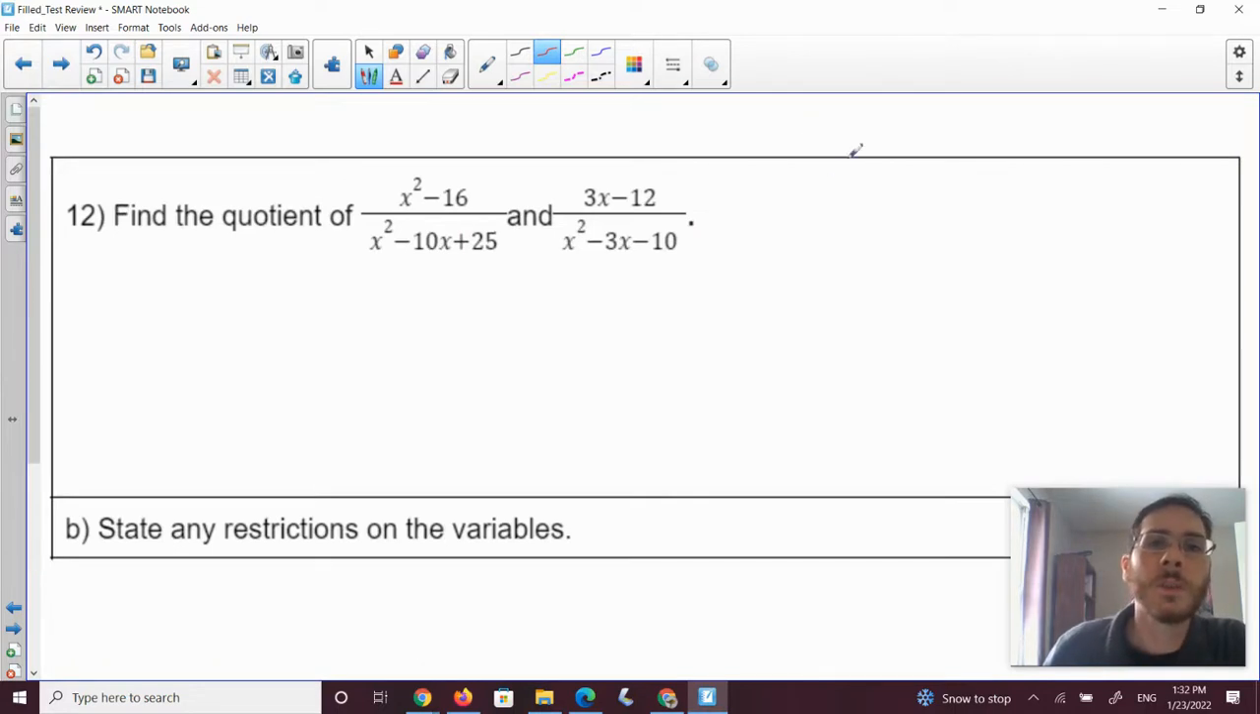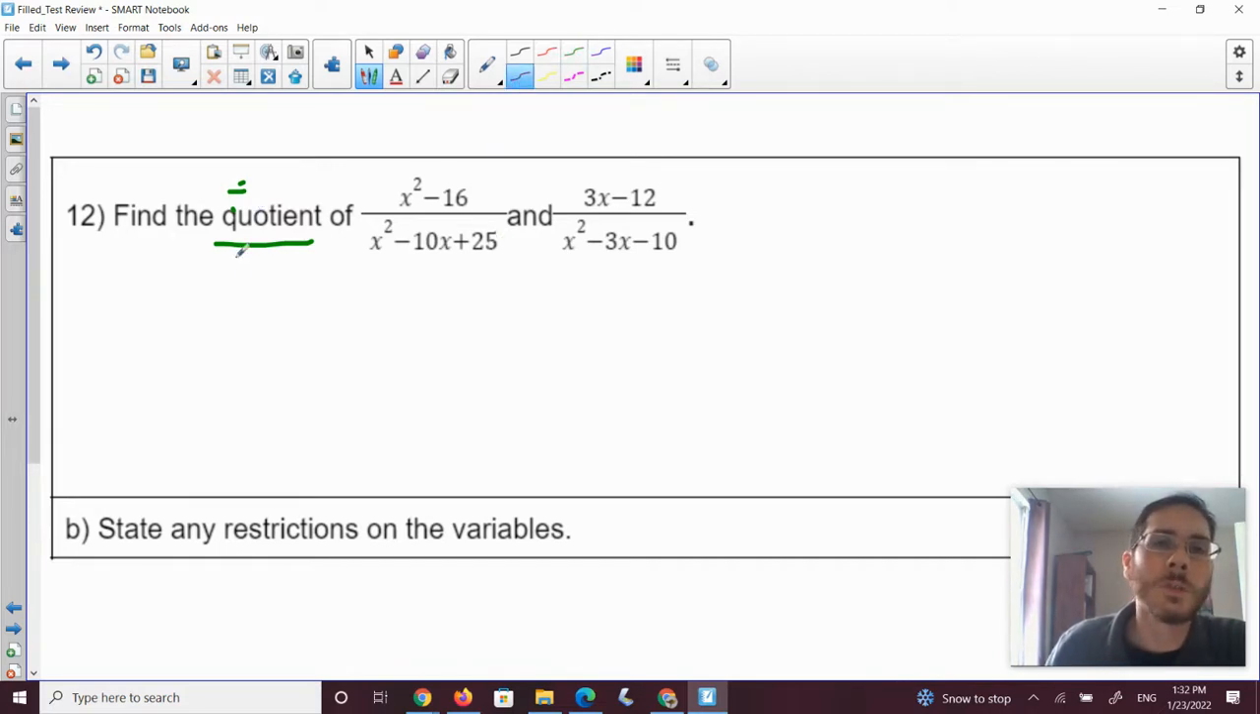Number 12, it says find the quotient. So we want to remember quotient means we're going to divide these two giant rational expressions. And then part B says state any restrictions on the variables. So we have a lot of work to do on this one. We just have to be really careful about it. Since we're going to do a quotient, anytime we want to do a quotient or multiply, the first thing we want to do is factor everything that we can. Because again, when we factor things, a lot of times things will cancel out. It'll look a little bit nicer.